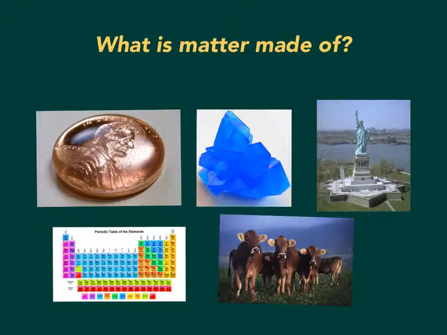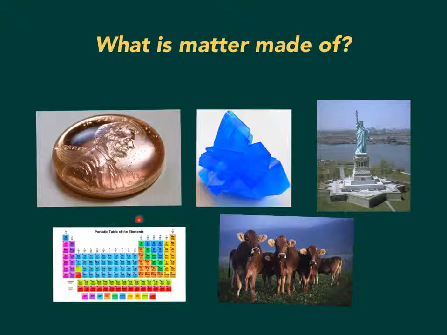So we know that there's matter all around us, but we need to know what that matter is made up of. I have three pictures right here, and this is a penny, which we know has copper in it. This is copper sulfate, which is a copper-containing compound, and the Statue of Liberty is made out of copper, although it doesn't look like the penny. It's green because it's oxidized. That means it's reacted with oxygen.